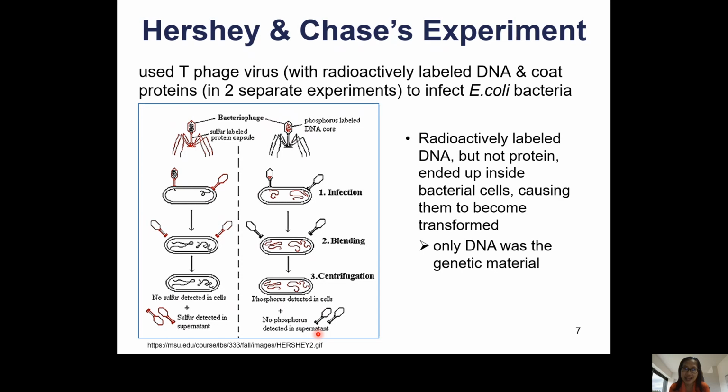It means that the radioactively labeled DNA, on the second group, but not protein, ended up inside bacterial cells, causing them to be transformed. That's why we can now say that only DNA was the genetic material, but not protein. So that's the third proof.